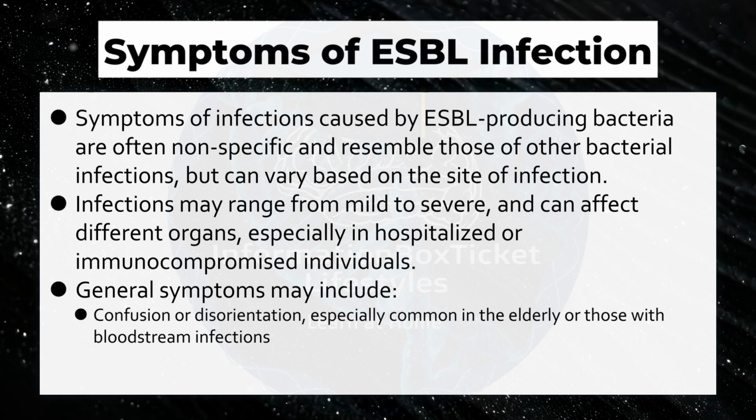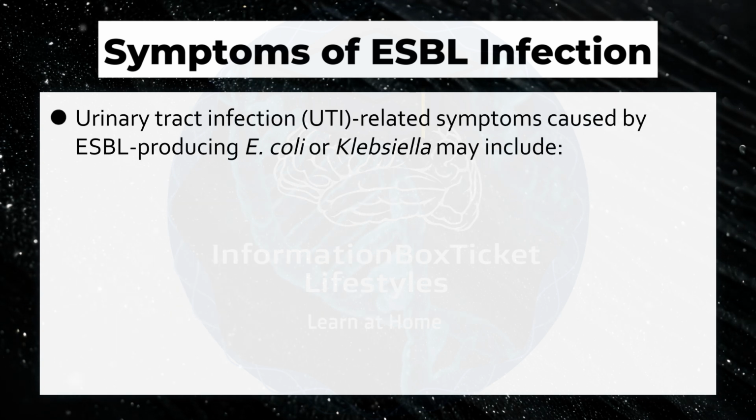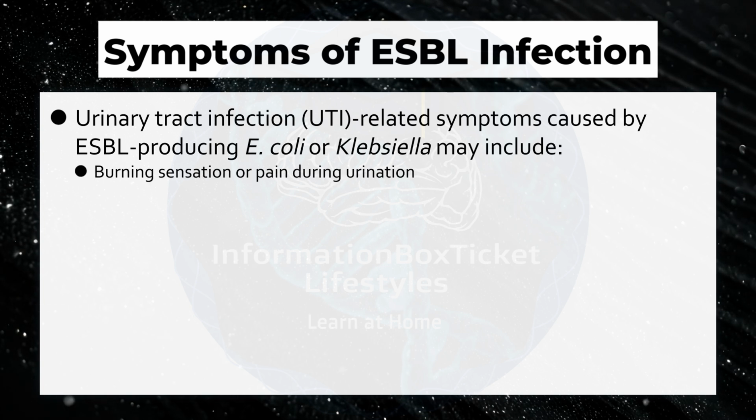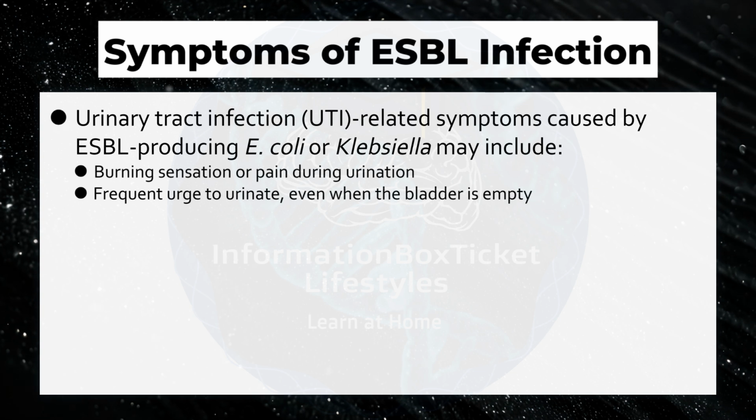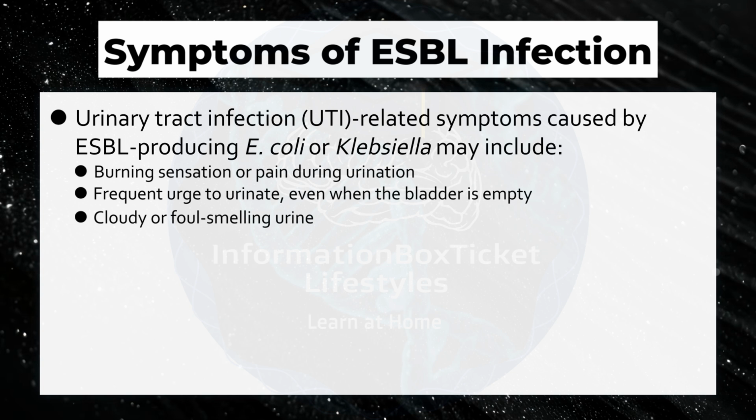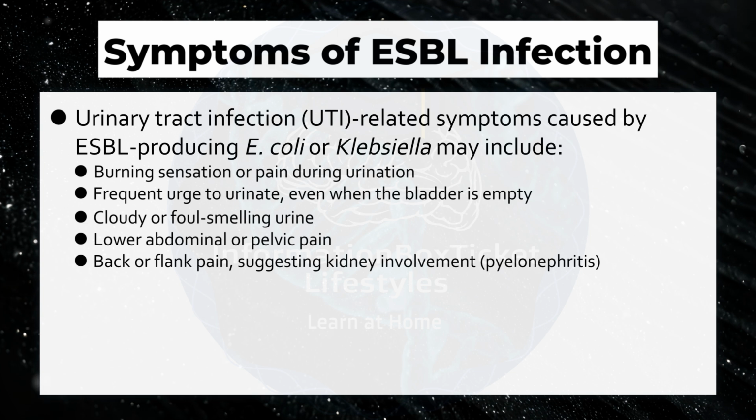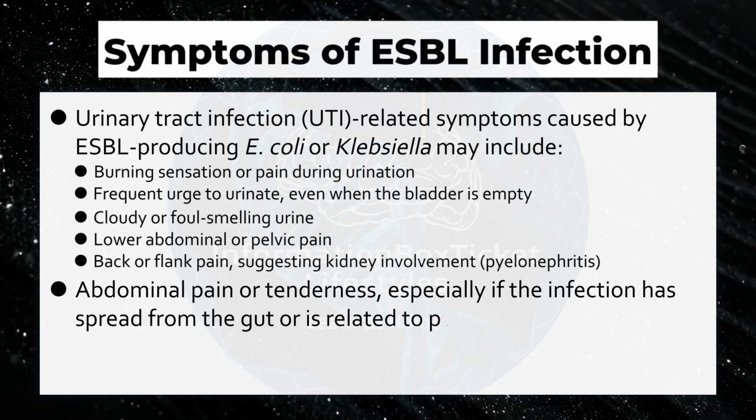Urinary tract infection, UTI, related symptoms caused by ESBL-producing E. coli or Klebsiella may include burning sensation or pain during urination, frequent urge to urinate even when the bladder is empty, cloudy or foul-smelling urine, lower abdominal or pelvic pain, back or flank pain, suggesting kidney involvement, pyelonephritis. Abdominal pain or tenderness, especially if the infection has spread from the gut or is related to post-surgical complications.